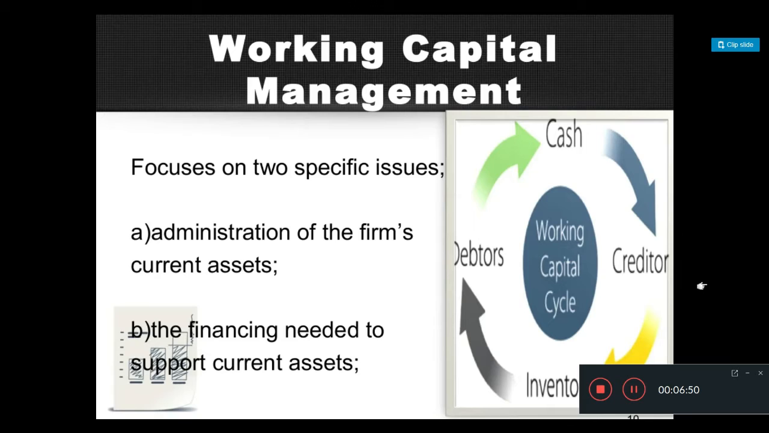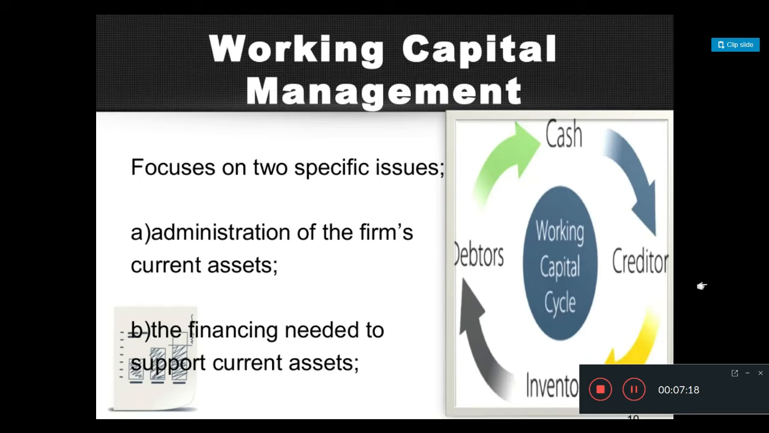Here we have three types of working capital. One is gross working capital. Gross working capital is the total value of the company's current assets. It includes cash, accounts receivable, inventory, short-term investments, and marketable securities. Gross working capital does not indicate the company's actual financial health, as it does not include the current liabilities.